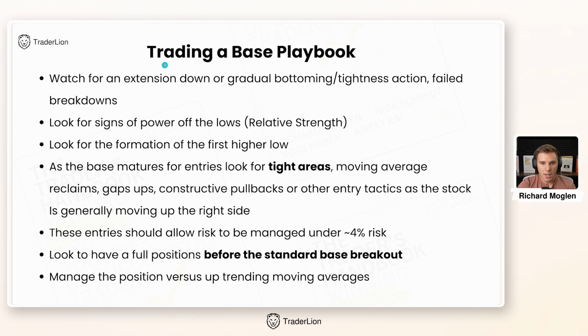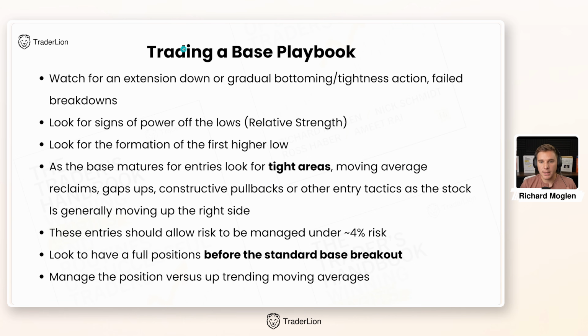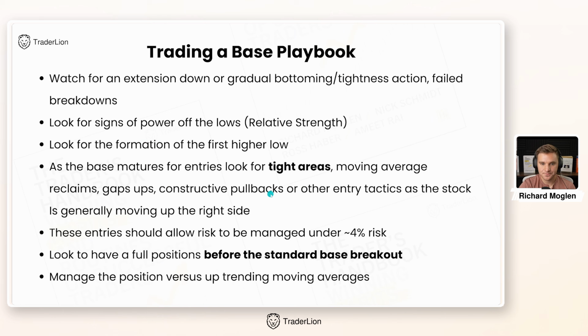All right. And kind of putting this graphic into words, here is kind of the trading a base playbook. First, what we're looking for is when a stock is in a base, look for an extension down or gradual bottoming, tightness action, failed breakdowns. And then from those signs, look for points of power off the lows, relative strength, push off the lows. So if we go back to here, here's the reversal down, and then we're looking for signs of power, a push off the lows here.